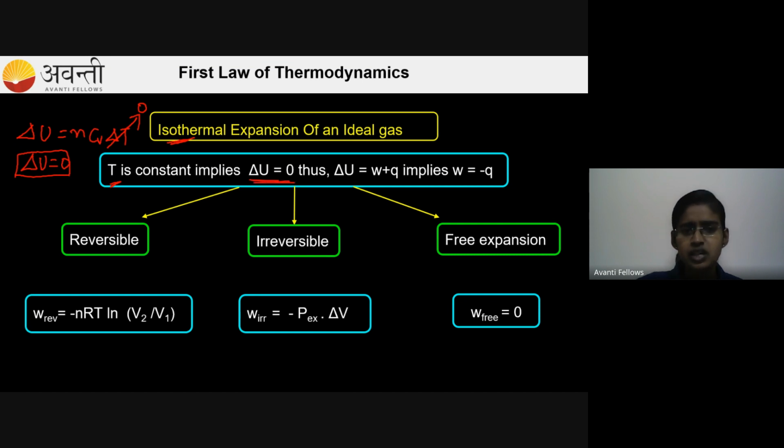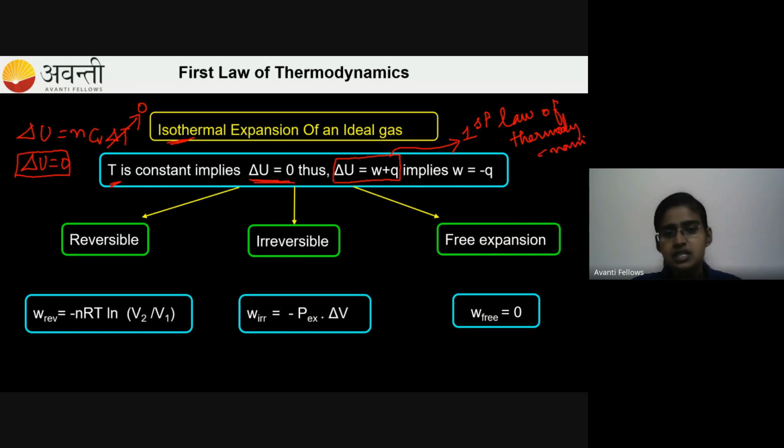Same temperature means delta U will be equal to 0. And delta U is equal to W plus Q. So this is the first law of thermodynamics. Change in the internal energy is equal to work plus heat. In this expression, if you substitute delta U equal to 0, automatically W will be equal to minus Q, right?